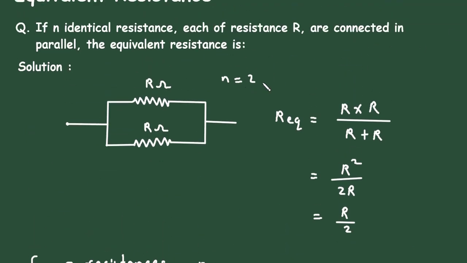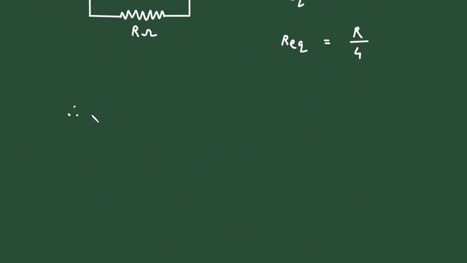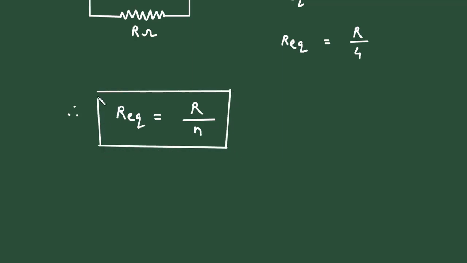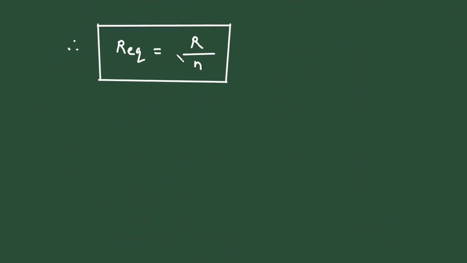Here also we can see N is equal to 2. That is, N means the number of identical resistances. Here it is 2. So here in the denominator it is 2. So we can create a formula. So therefore R EQ is equal to resistance R divided by N. So this will be the formula for N identical resistances, each of resistance R, connected in parallel. The equivalent resistance is this much, R divided by the number of identical resistances.